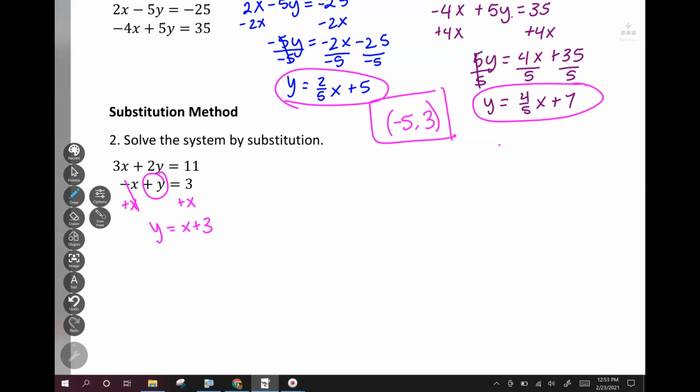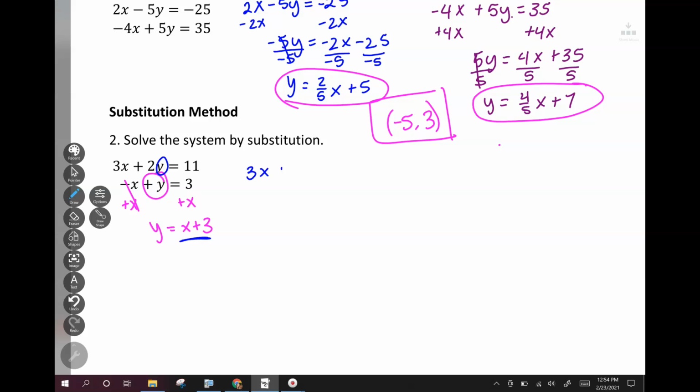Again, what you're trying to do is solve for one variable, either one, in either equation. The next part is the actual substitution. You're going to take this x plus 3, and because it equals y, you're going to substitute that in for y in the other equation. So I'm replacing that y with x plus 3, because y equals x plus 3, so I can literally replace that y with x plus 3.